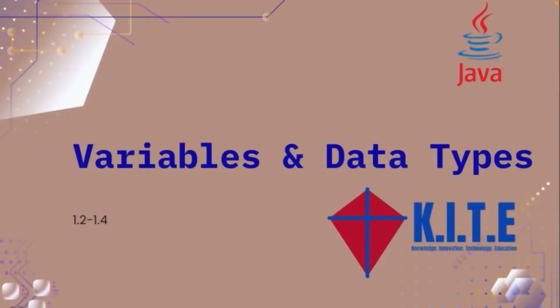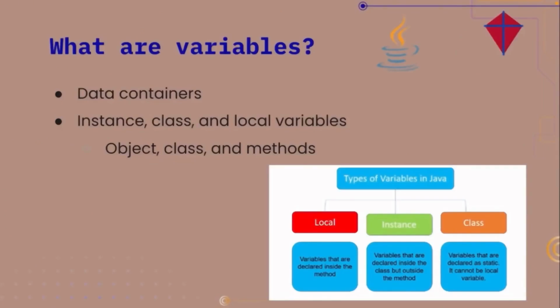Today, we're going to be learning about variables and data types. What are variables? Variables can be thought of as containers that store data values and are used in many aspects of programming. There are three different types of variables: instance, class, and local variables. Instance variables define attributes of an object. Class variables define attributes of the class and its objects, and local variables define attributes of methods/functions. In beginner-level programming of Java, local variables are used the most.